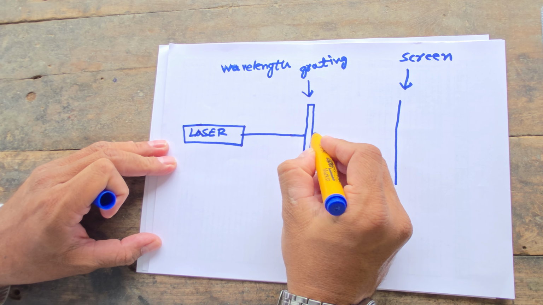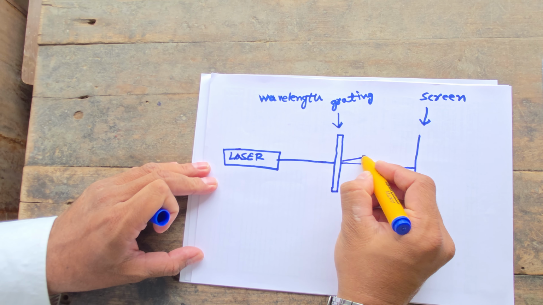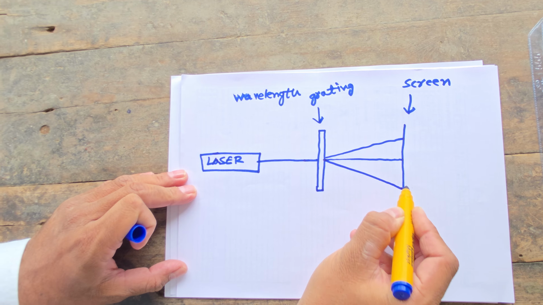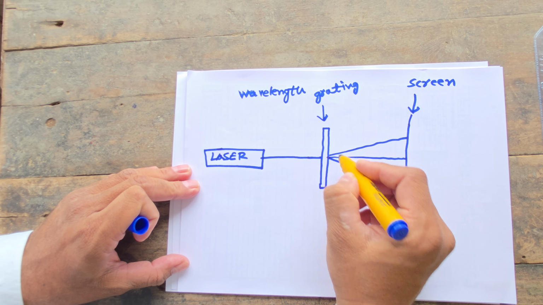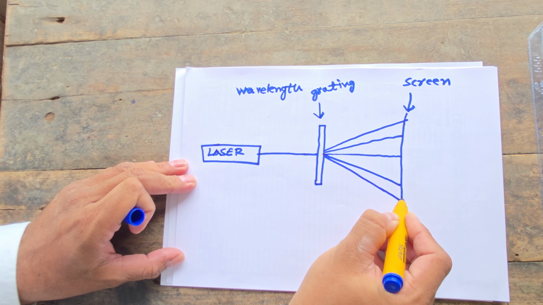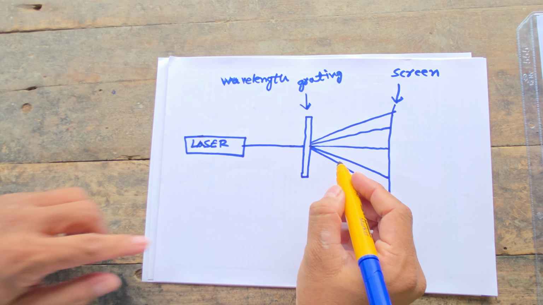On the screen we will get the central dot, and then there will be a first order diffraction at an angle of theta on both the sides. Then there will be a second order diffraction on both the sides, like this. So we will measure this distance.